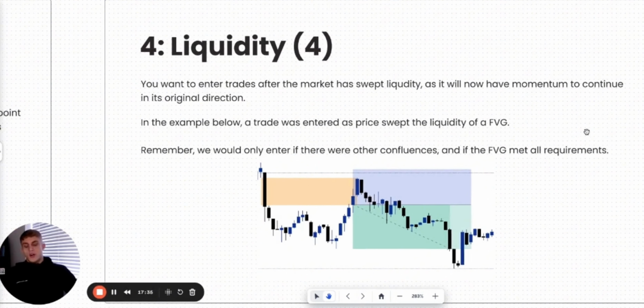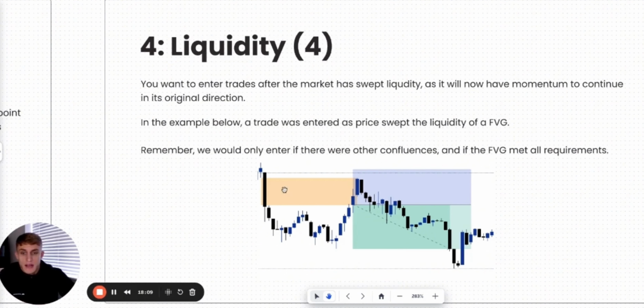So following on from the previous slide, we always want to enter trades with stacked confluences. One of the best ways to stack confluences is entering trades after the market has swept liquidity. Sweeping liquidity just means it's picked up liquidity within the market, and it is now fueling that as momentum to go in its original direction.